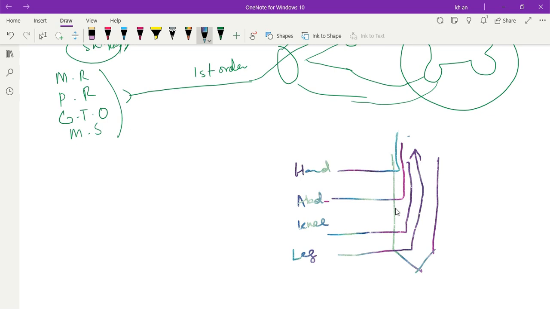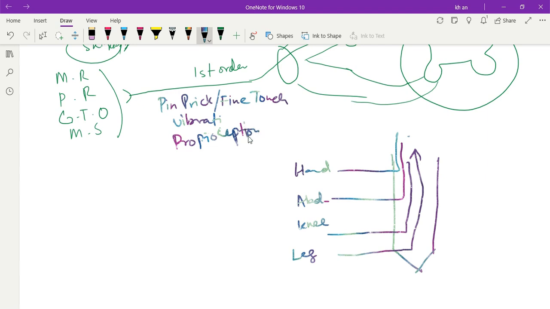Now through these first order neurons, what will go upward? It will sense pinprick or fine touch sensations, vibrations, and proprioception.